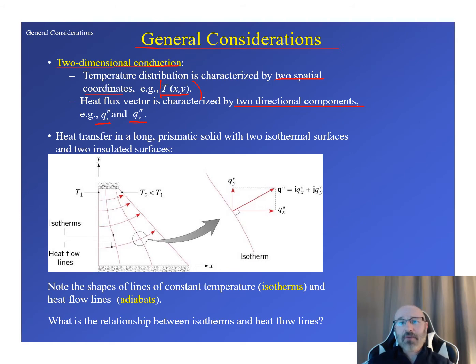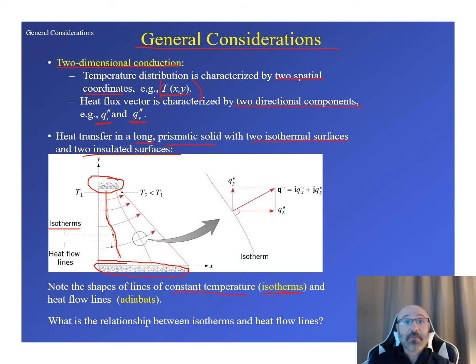Shown in this diagram below, what we have here is heat transfer in a long prismatic solid with two isothermal surfaces and two insulated surfaces. Now we can see there's our insulated surface, and there's our other insulated surface. So those are our two insulated surfaces. The thing that we want to note about this is the shape of the lines. The lines of constant temperature are isotherms. There's our isotherms, and there's the line that we're talking about.